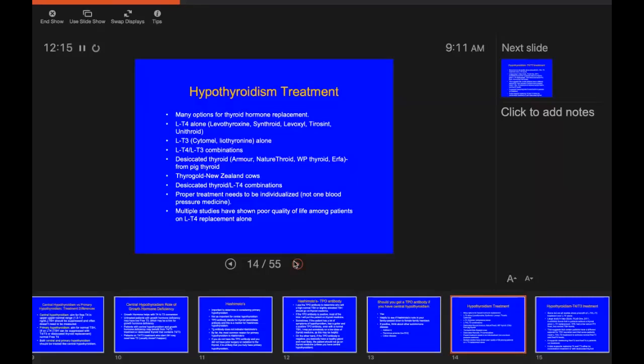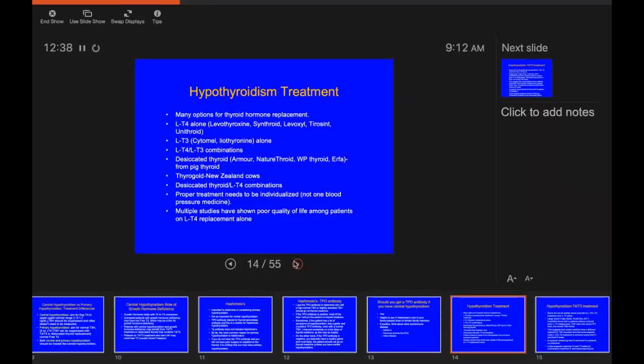Some of the common brands of desiccated thyroid are Armour, Nature-Throid, WP Thyroid, and Erfa is from Canada. These are all from pig thyroids. Thyroid Gold is something you can get on a website. It doesn't need a prescription. I'm not sure how good it is. It's from cows from New Zealand. You can be on desiccated thyroid T4 combinations. You can be on desiccated thyroid T3 combinations.